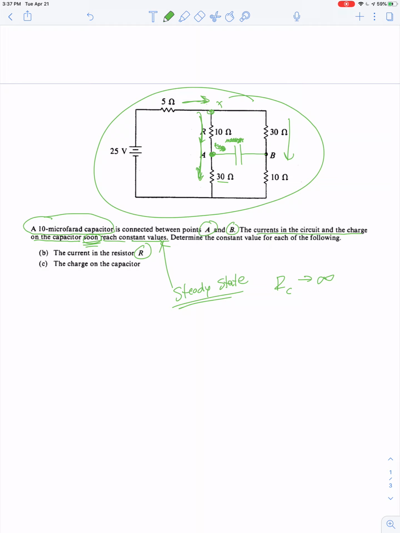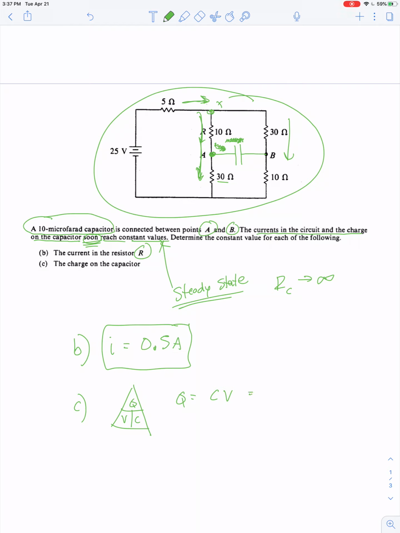What's the current in the resistor labeled as R? I have no doubt that that current is still 0.5 amps. Okay, what's the charge on the capacitor? Let's see. Charge on a capacitor. Q = VC. Charge is equal to capacitance times voltage.